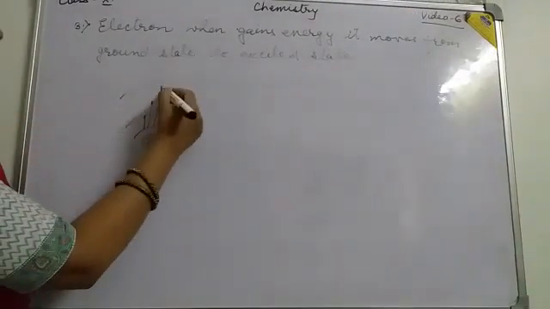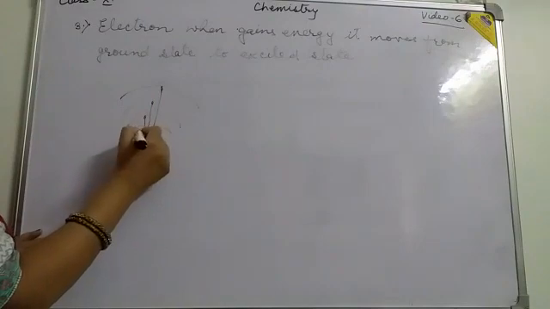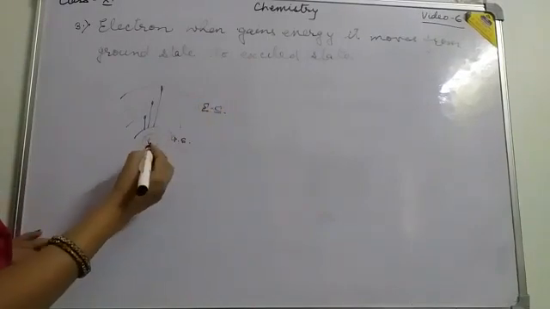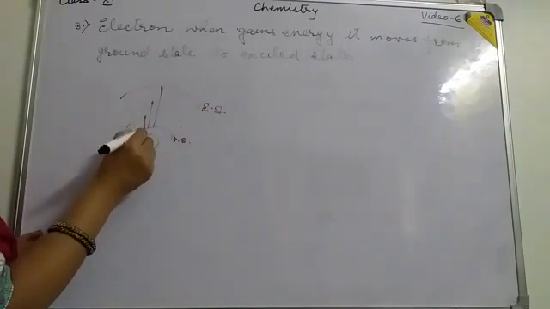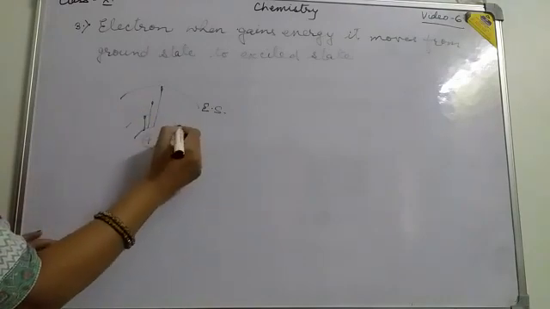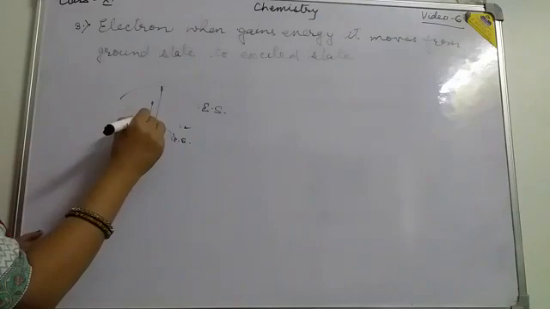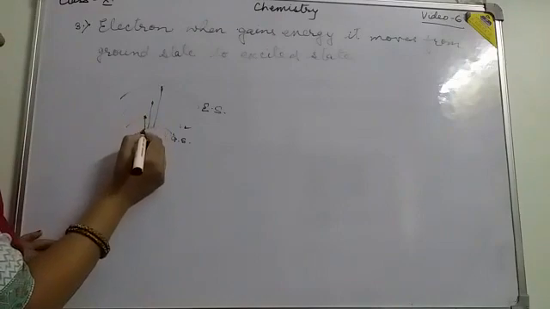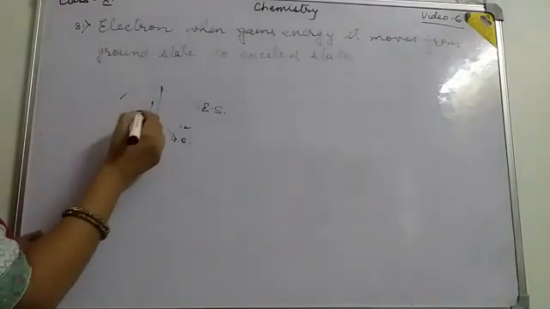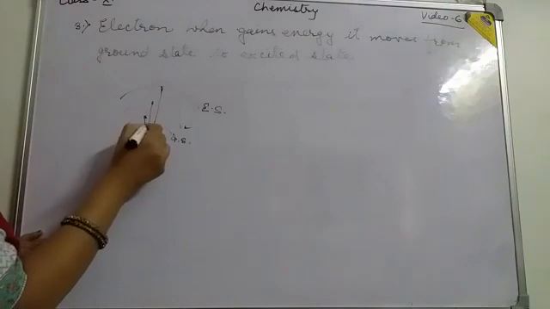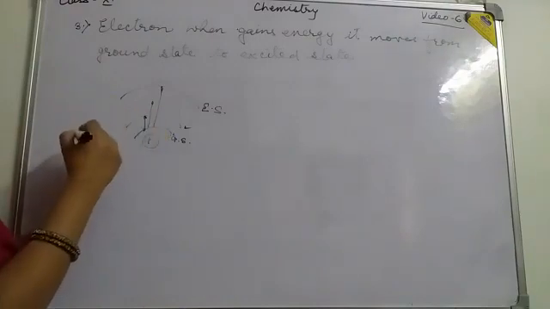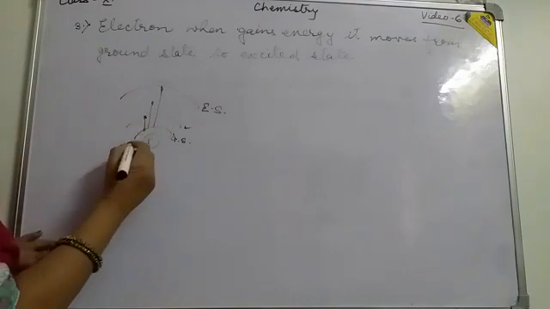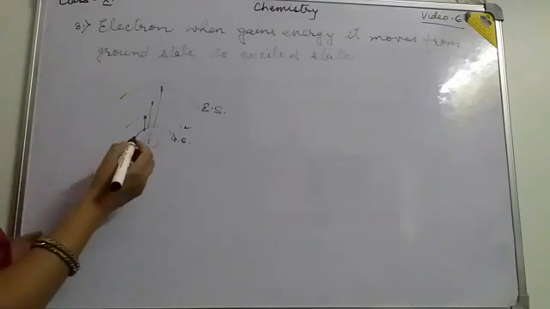When they lose their energy, they come back. This is the ground state and this is the excited state. If the electron moves from the ground state, the first shell, to the excited state, the second shell, then it loses energy in the form of radiation and finally falls back into the ground state. If we take the spectra of this type of radiation, it is called emission spectra.